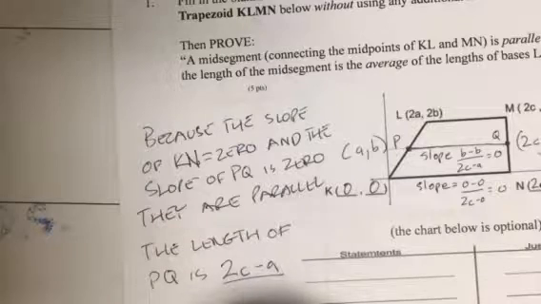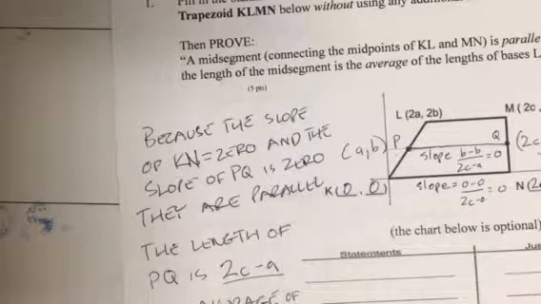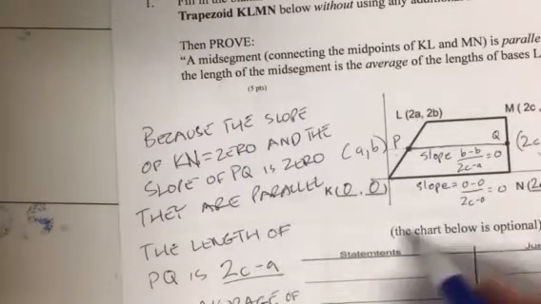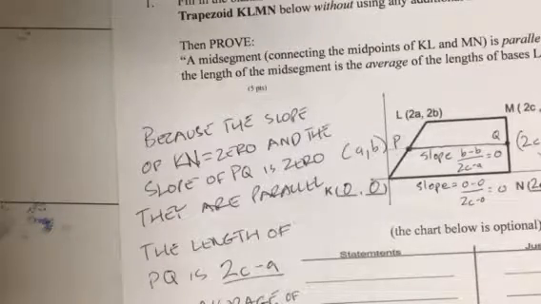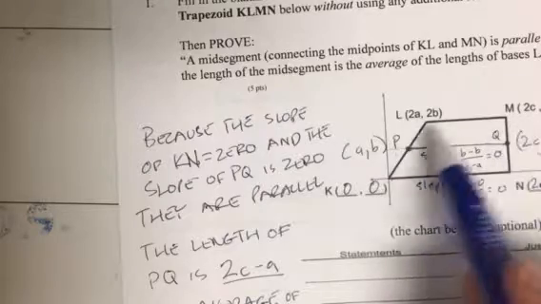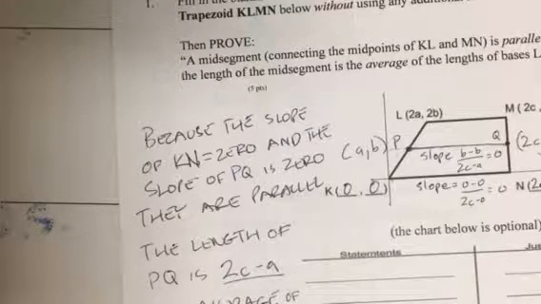Well, what's the average of LM plus KN? This entire length here is 2C. That's the KN part, so I'll put that second. The LM is going to be going out 2C, but then taking away 2A. So it's going to be 2C going out, taking away the 2A like that.